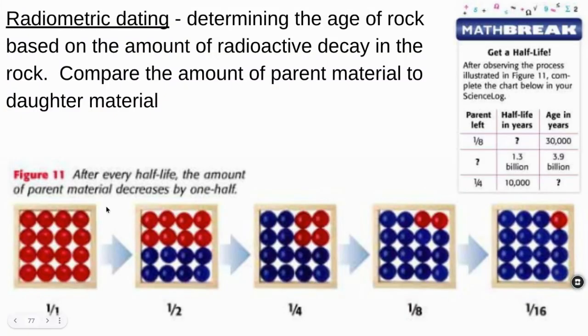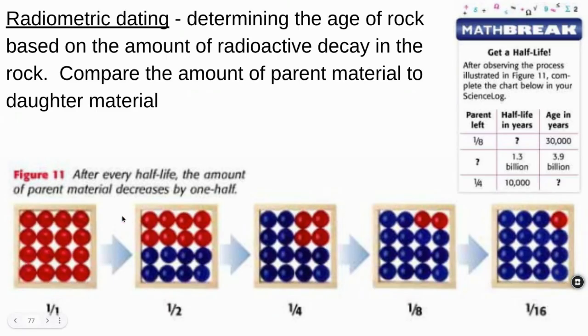So here's one way we're going to try to do this, okay? We're going to try to do a math problem. We're going to try to figure this out. I believe in you to be able to figure this out over here. So what is parent material? Parent material is the stuff that comes first, right? A parent would be around before the daughter would, has to be. So it says after every half-life, the amount of parent material decreases by 1/2.